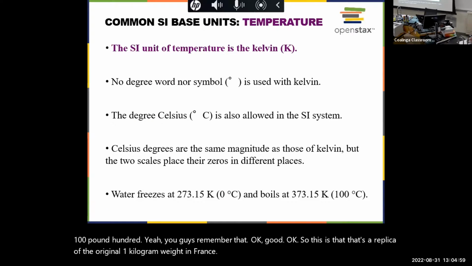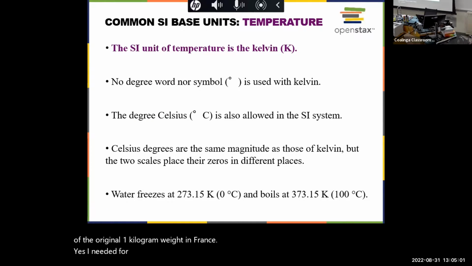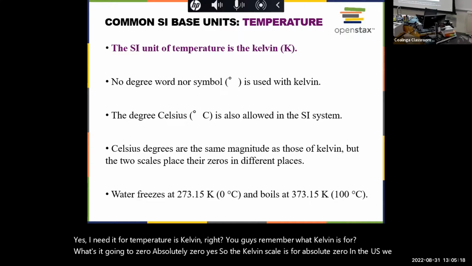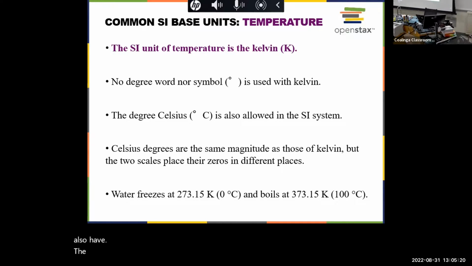The SI unit for temperature is Kelvin. You guys remember what Kelvin is for? Absolute zero. Yes, so the Kelvin scale is for absolute zero. In the US, we also have the Rankine scale, for converting from Fahrenheit to absolute zero.